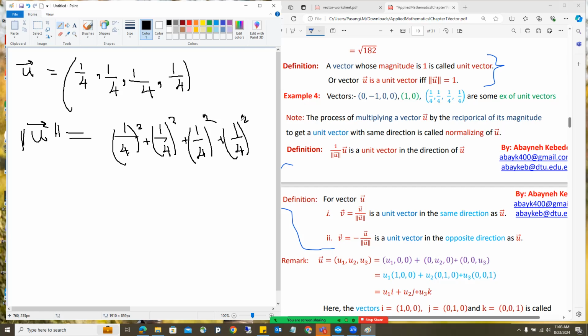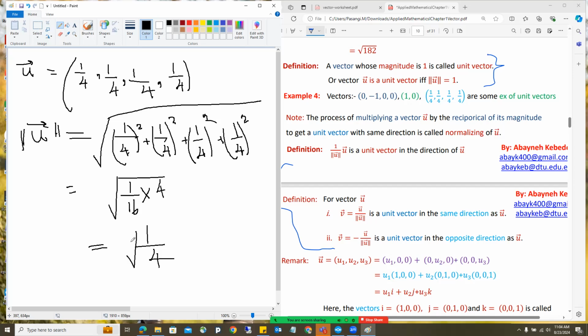Then what we need to do? We need to add all these values together and get the square root. That means this one is not a unit vector, right? The magnitude is not equal to 1. So here we have 1/16 times 4, which gives 1/4. The square root of 1/4 is half. It's not equal to 1, so it's not a unit vector.